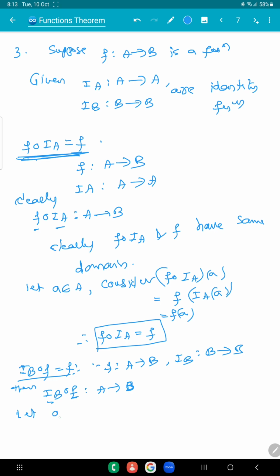Let us take an element in the domain. Let a belong to A. Consider (I_B ∘ F) of a. This can be written as I_B of F of a. So the identity function's image is F of a only. Therefore their images are equal. Therefore I_B ∘ F is equal to F. So hence this theorem is easy only. The fourth theorem is also easy.